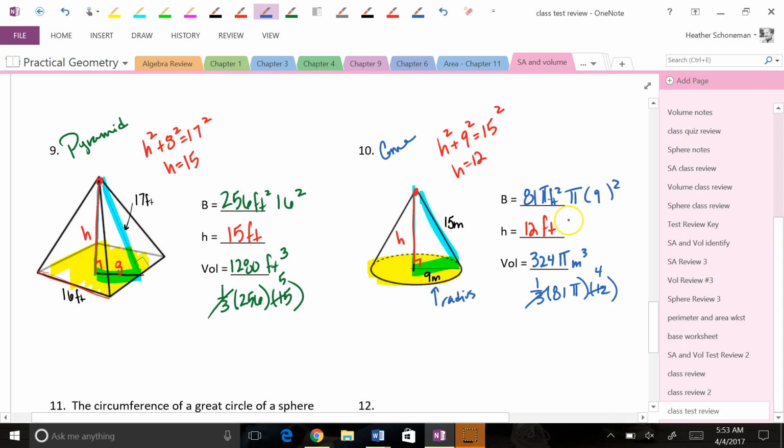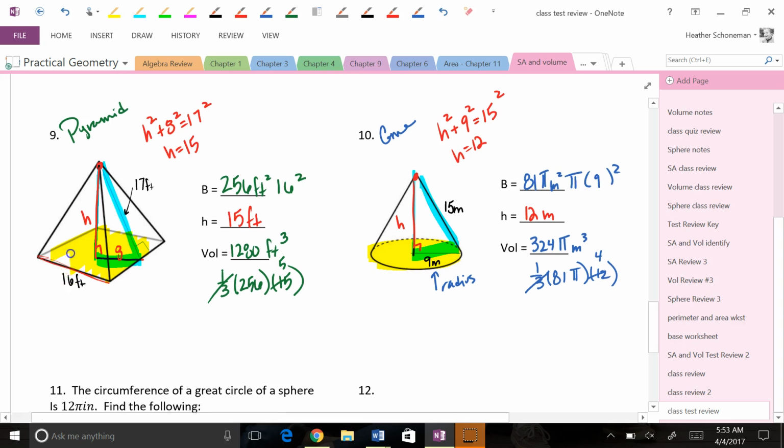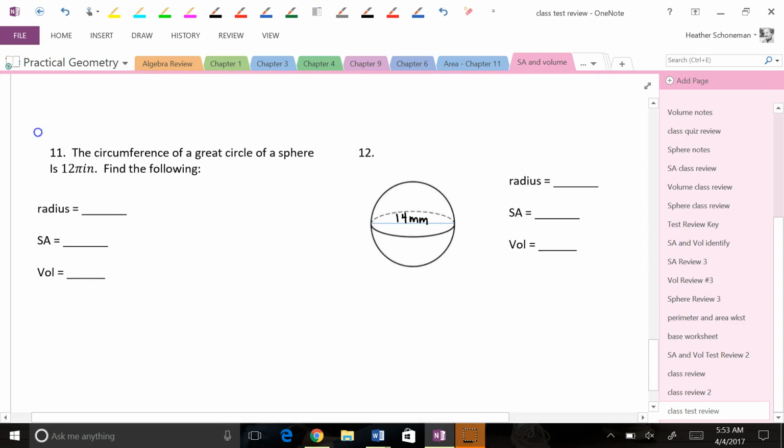meters cubed. Look at this, I've been writing the wrong label. It should be feet squared. It should be feet. Oh, what did I keep doing feet? It's meters. Yeah. Okay. At least the math is right.